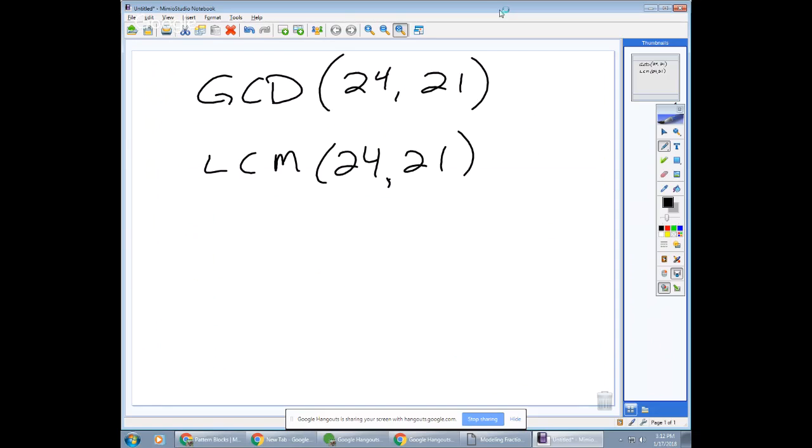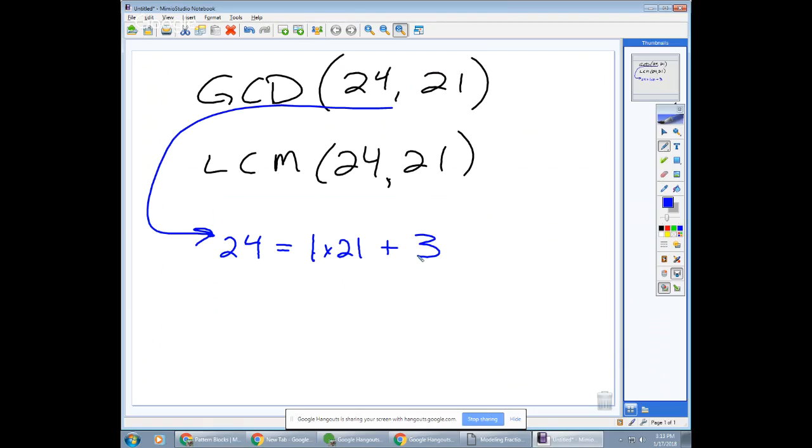There they are. I'm going to find the GCD first. And so Euclid's algorithm basically says take 21 into 24 and then write it down with the quotient and the remainder. So 24 equals, oops, writing today, better. 1 times 21 plus a remainder of 3. So 21 goes into 24 one time and the remainder of 3. And then I shift the divisor and the remainder over.